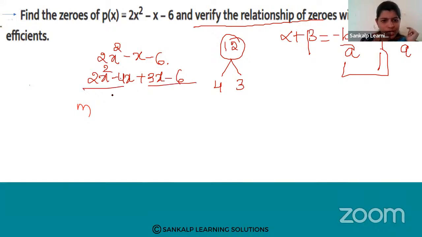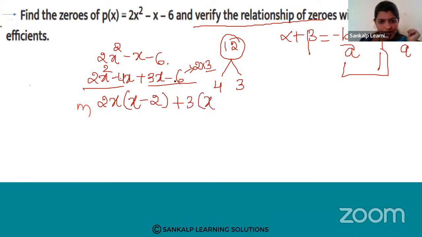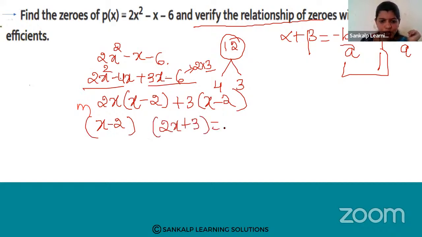Make 2 groups. Here x is common. Only x is common. No, 2 is also common. So if you take 2x common, what remains in the bracket? X square, since x is already taken common, only x remains, minus 2. Plus, here 3 is common. Why? Because 6 can be written as 2 into 3. So 3 is common. X minus into plus, it is minus 2. So x minus 2 and another factor is 2x plus 3, is equal to 0.